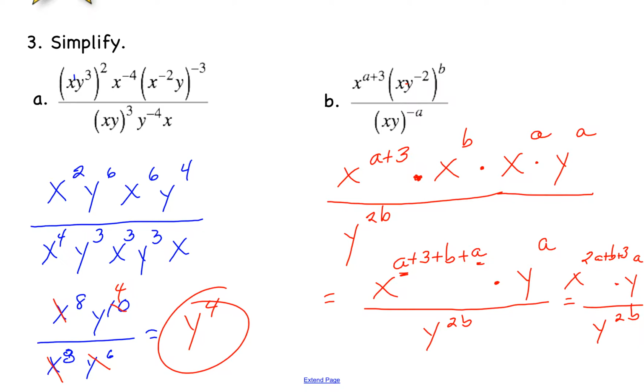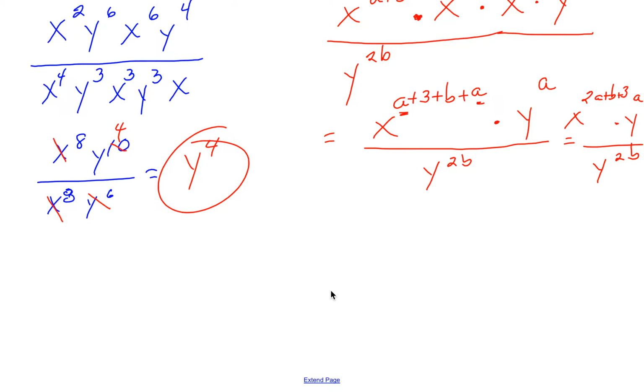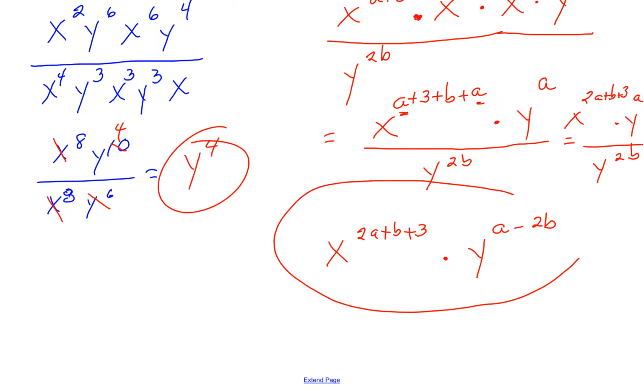So I think we could do one more thing. Let me extend my page here. Grab my arrow. So one more thing we could do to simplify that would be to write this as x to the 2a plus b plus 3 times y to the a, and then since this one is on the bottom, I could bring it to the top, and it's a minus 2b. That's probably as simple as we can make that. So that's pretty complex there. That was a tough problem.